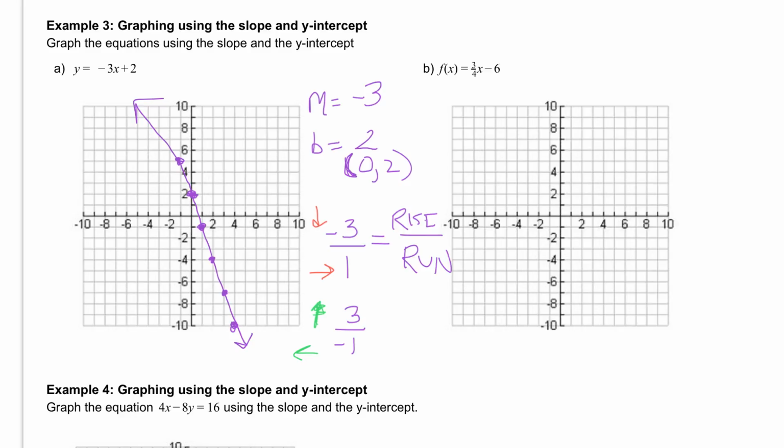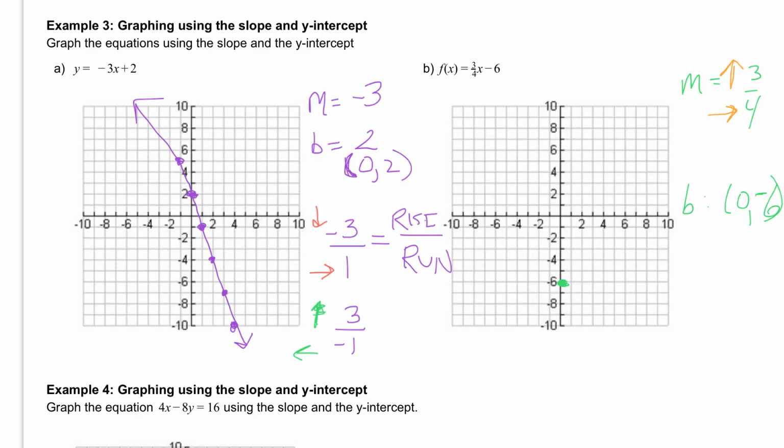If we take a look at letter B doing the same type of thing, I'm looking at 3/4 x minus 6. My slope here is 3 over 4. And my y-intercept is the point (0, -6). That's a negative. So using those two pieces of information, I start with my y-intercept, which is at (0, -6). And then my slope is telling me that I want to go up 3, since it's a positive 3, and to the right 4, since it's a positive 4.